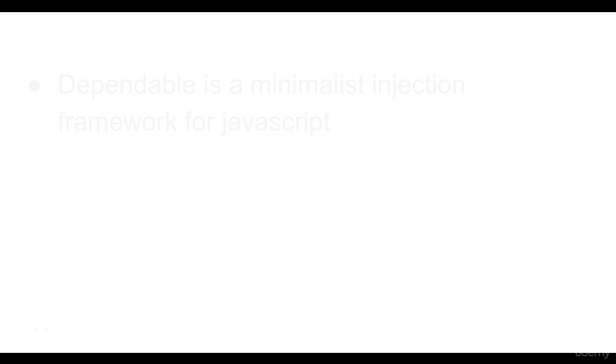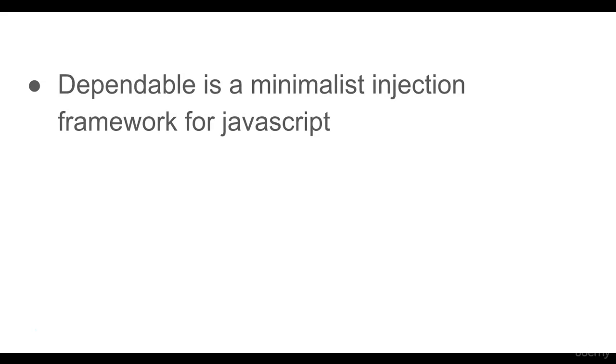In this video, I want to briefly talk about a module called Dependable. Now, what is Dependable? Dependable is an NPM module. It is a minimalistic injection framework for JavaScript. What this means is it allows us to create dependencies from our modules.